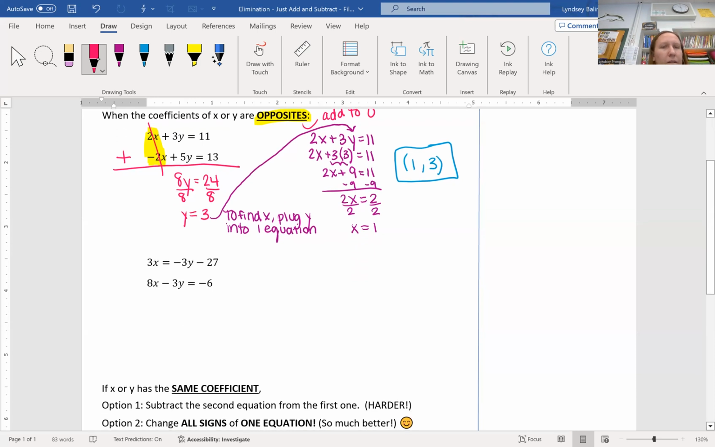Okay, let's try a different one. Here, when we're looking at this, they don't match. We have 3x equals negative 3y minus 27, and 8x minus 3y equals negative 6. The bottom one is in what we call standard form, where the x's and y's are on the same side. The top one is not. I have my x's on the left, but my y's on the right. So it's actually not in any form. But I'm just going to manipulate that equation so that it matches the one on the bottom.